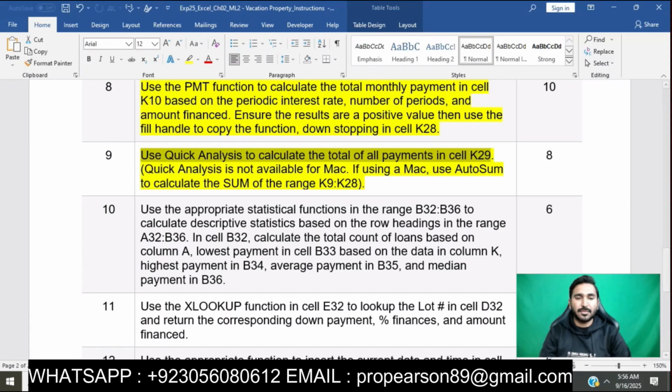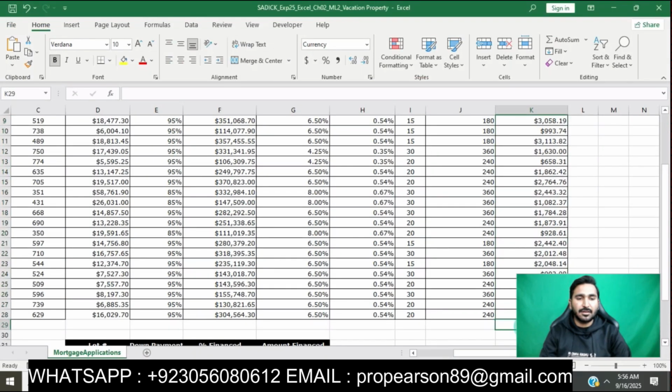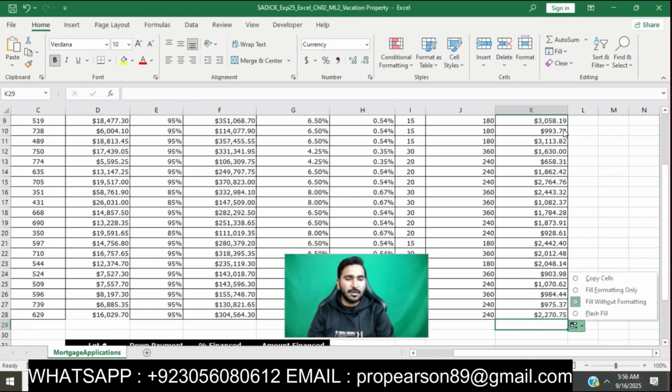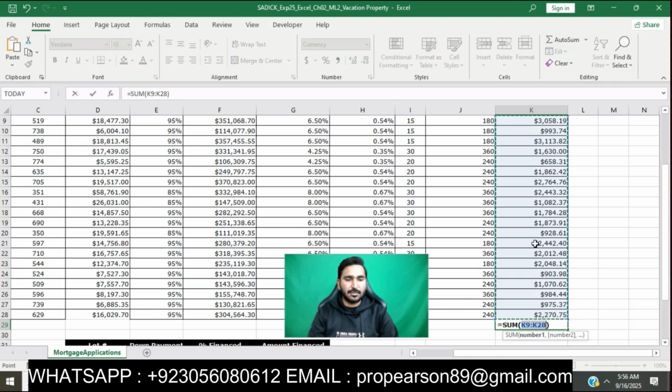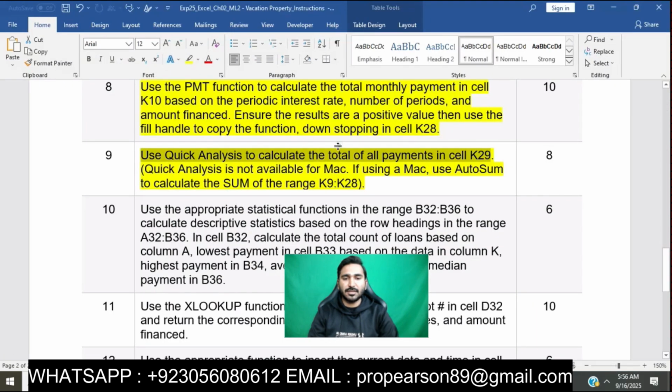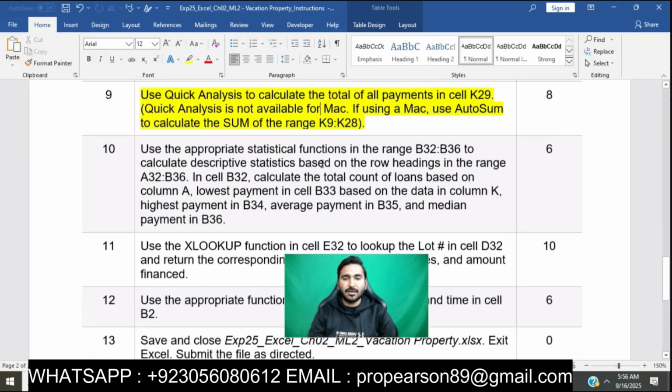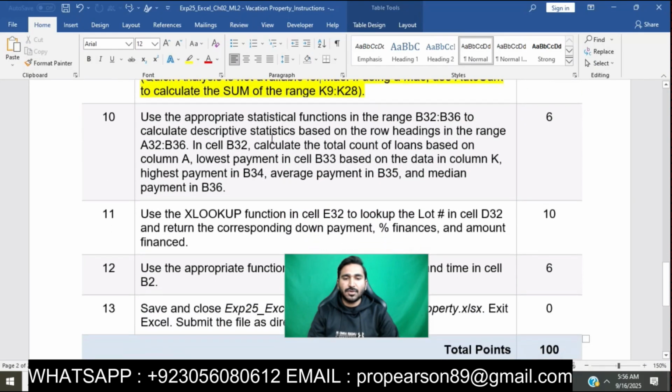We will select column K and right click on this column K. Then use the quick analysis tool and press enter. We will find the sum. Now I am going to do the next question.